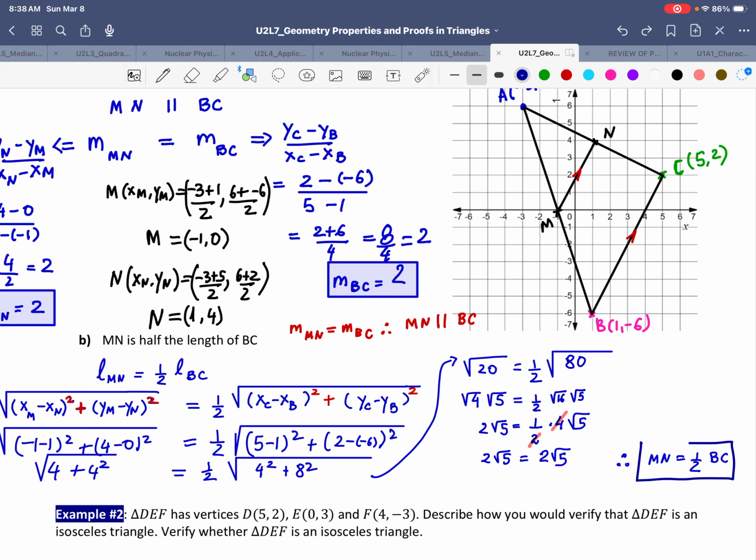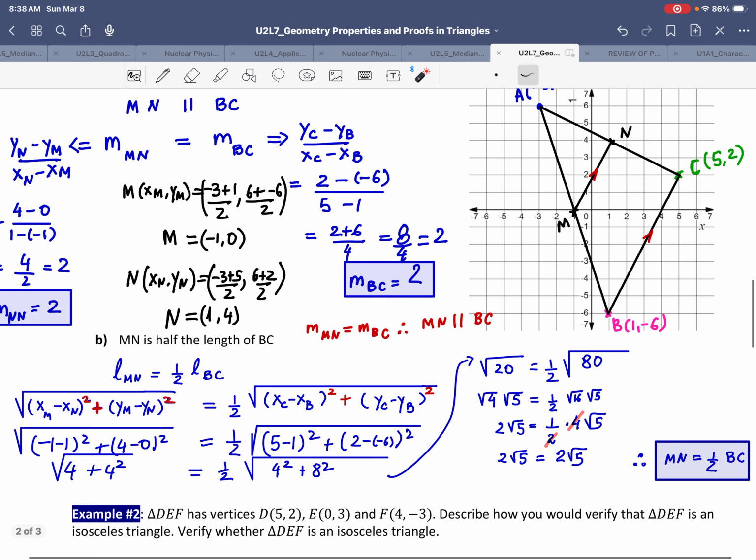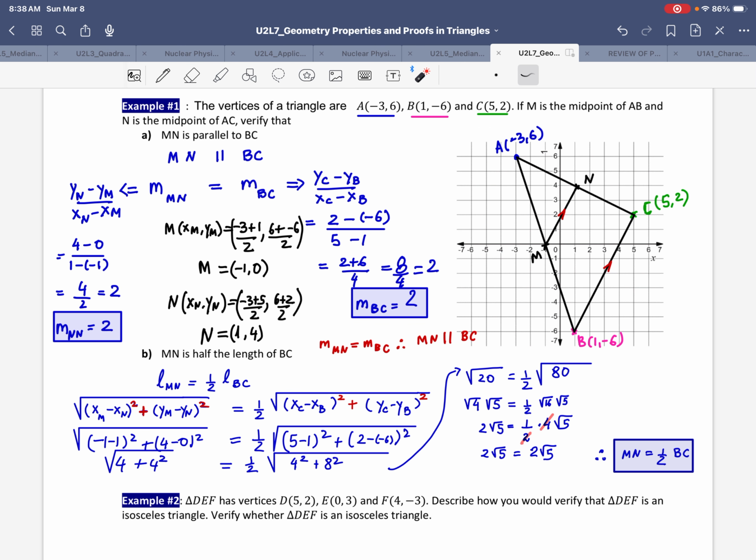And that's how we prove that the midsegment of a triangle is equal to the length of the other side divided by 2. So to summarize both these two solutions, we're going to say that the midsegment of a triangle actually satisfies two conditions. Number 1, it is parallel to the other side of a triangle, and it is half its length. And this is one of the most famous theorems in geometry.